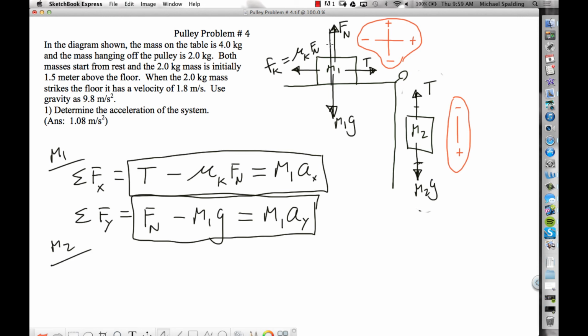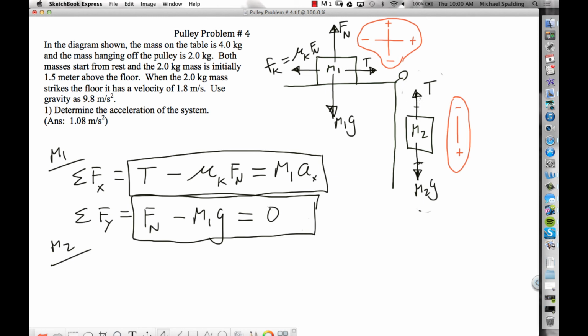Is M1 accelerating in the vertical? No. So what can we do to this acceleration? We can cross this acceleration to 0. So this whole thing gets set equal to 0. But just be aware, technically it's equal to MA. We just set the A to 0.